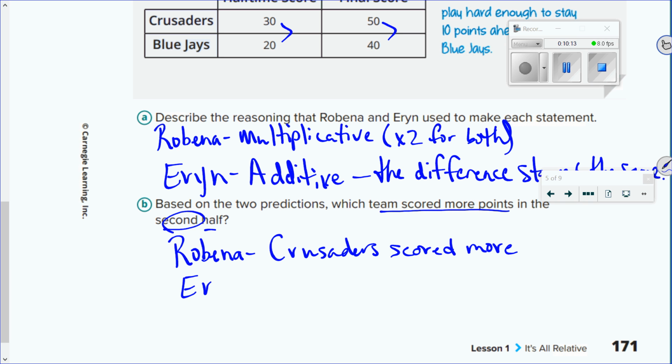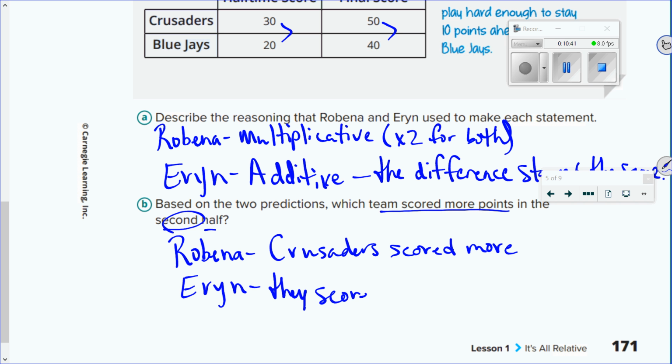What about for Aaron's reasoning? No, they still won, but which one scored more in the second half? Crusaders by 10 points. Because the Blue Jays have 4. No. So in 30 to 50, that was how much? Oh, 20. 20 to 40, that was. Oh, they have both the same numbers, so they scored the same.